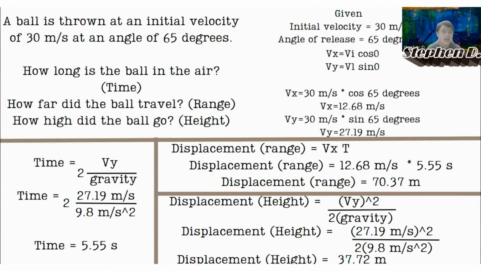Third question states, how high did the ball go? Since we're talking about how high, we're talking about height. So the formula is v sub y squared over 2 times the acceleration due to gravity. If we substitute our values, we'll get 27.19 meters per second, squared, so we square the whole 27.19, divided by 2 times 9.8 meters per second squared. If you solve this, we will get 37.72 meters. So we just cancel our units, and our final answer is once again 37.72 meters.